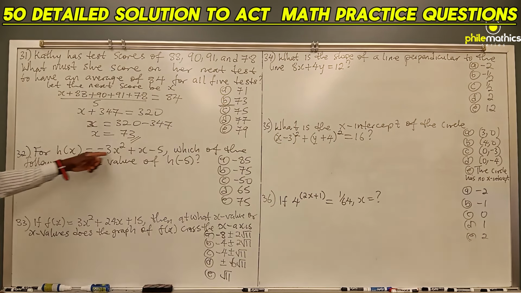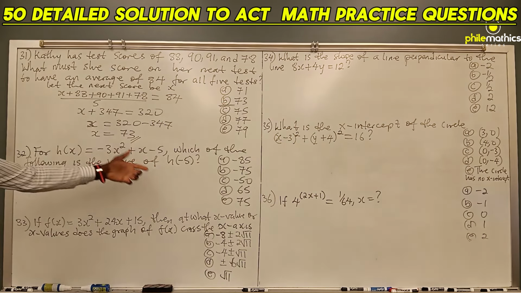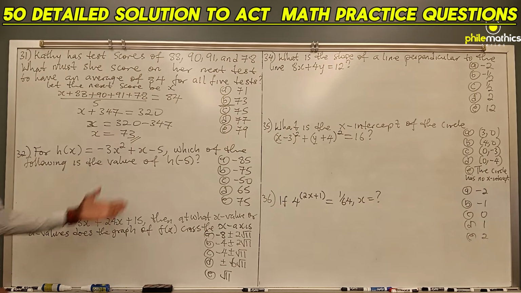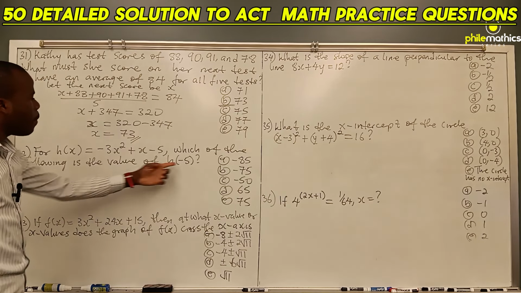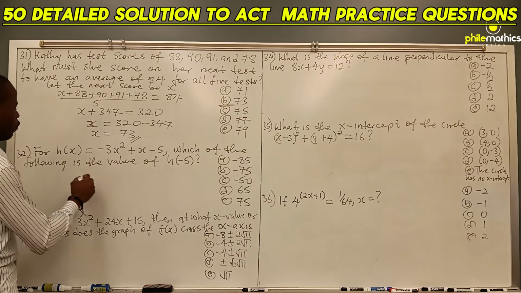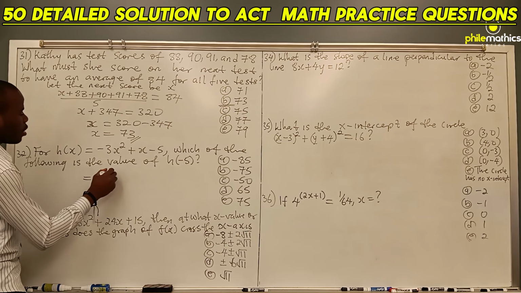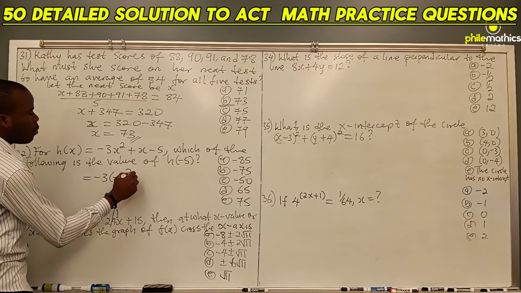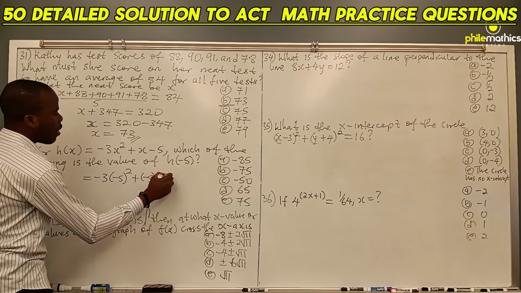For h of x equals this, which of the following is the value of h of minus 5? This is simply to substitute minus 5 for x. And if we do that, we'll have minus 3 times minus 5 squared plus minus 5 minus 5.